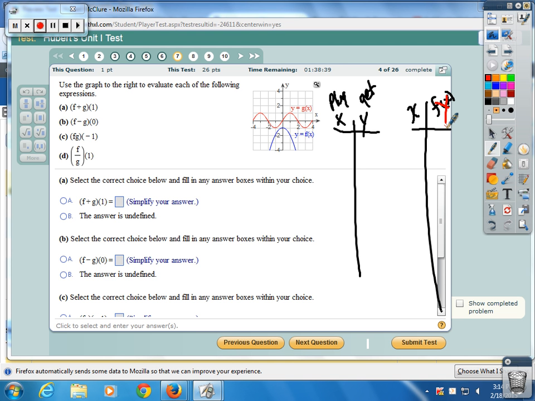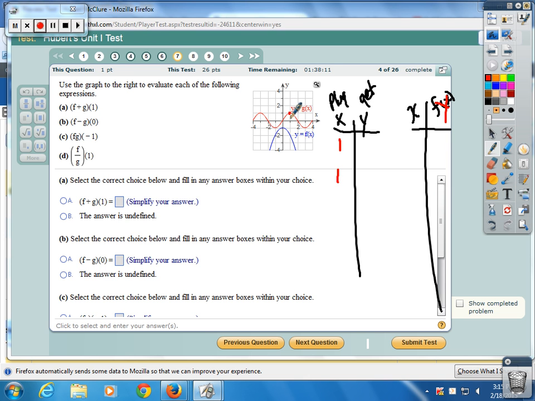Whenever you see a number in parentheses, what does that mean? That means you're plugging in what? Plugging and chugging. You're going to plug that into whatever this is, right? So x, in this case, right here, is 1. Everybody agree with that? So if you're given x, then what do you got to find? There you go. X is equal to 1.